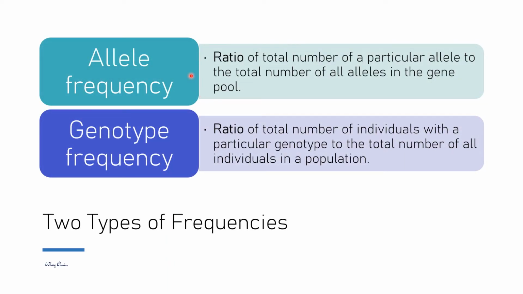Allele frequency is defined as the ratio of the total number of a particular allele to the total number of all alleles in the gene pool. However, genotype frequency is defined as the ratio of the total number of individuals with a particular genotype to the total number of all individuals in a population. We are going to study more details in the next subtopic.